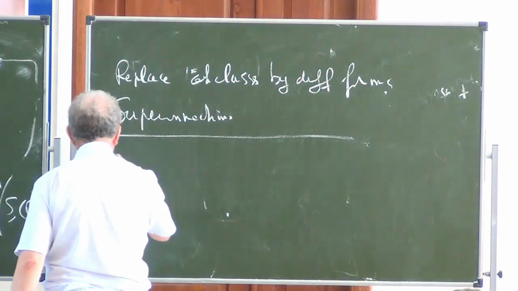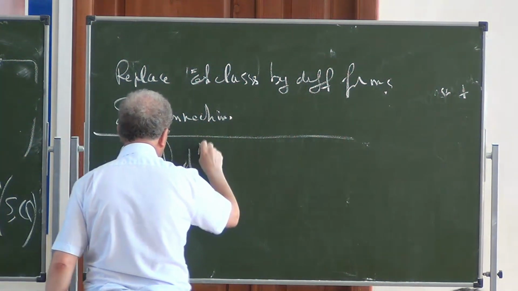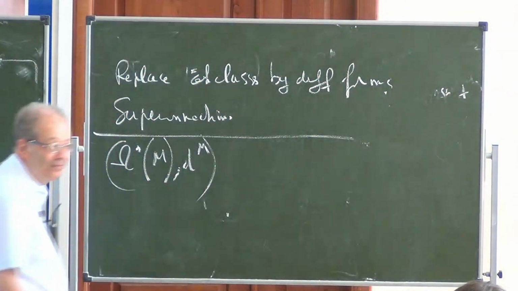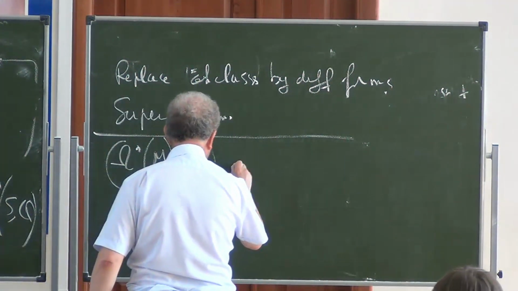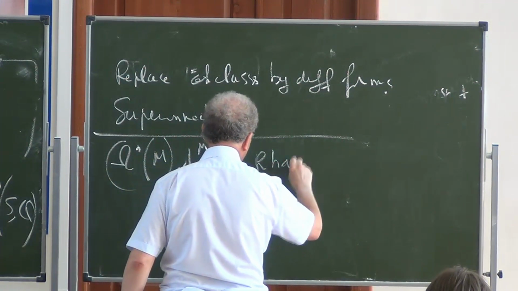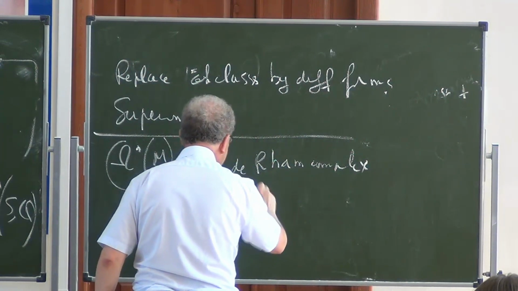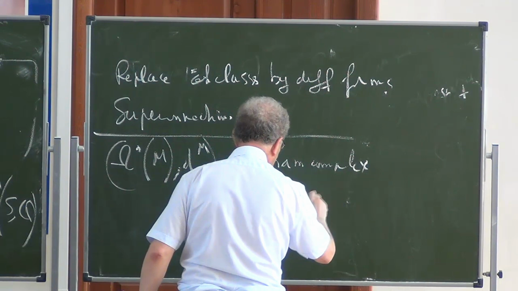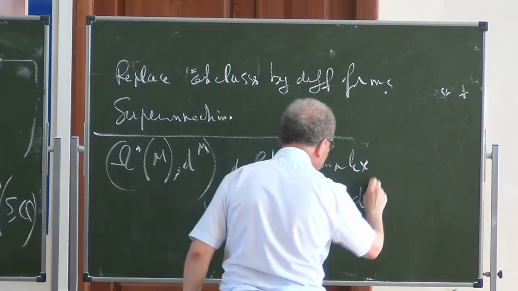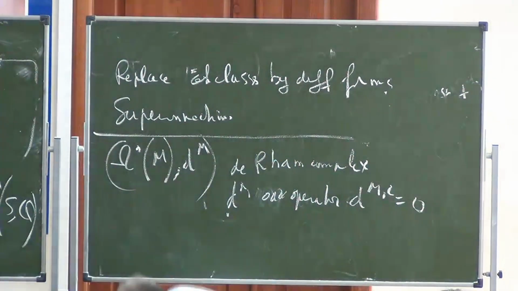So let me take again, first of all, the de Rham complex, Omega M, dM. I just consider the de Rham complex of M. So we leave the Dirac operator problem for the moment. So dM is an odd operator whose square is equal to 0. And so what we're going to do is the following.